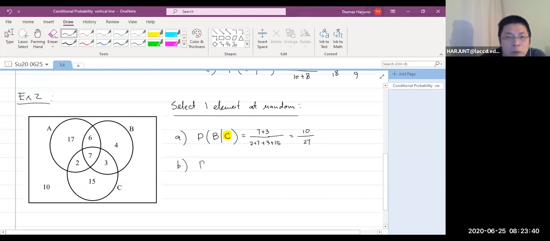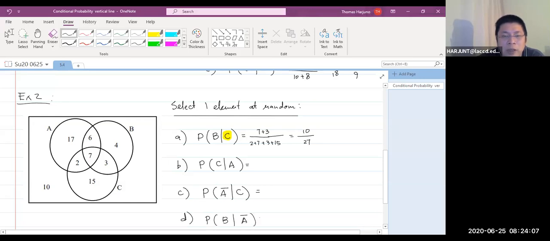Let's see. Next one. What is the probability of getting C given we have A? You try that, and then also the probability of not A given C. How about the probability of B given not A? Okay, you try this. I give you 3 minutes. No, that's too long. 2 minutes. Okay, let's see.